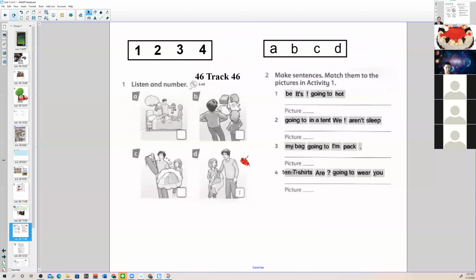Down below is the listening exercise that I would like you to listen to. This is Meg, and she's going to pack her bag to go somewhere. So listen to the conversation, look at the picture, and then number. Ready? Is everyone on page 66 in the activity book, right? Okay, I'm going to play it twice. Listening 2.46. Listen and number.